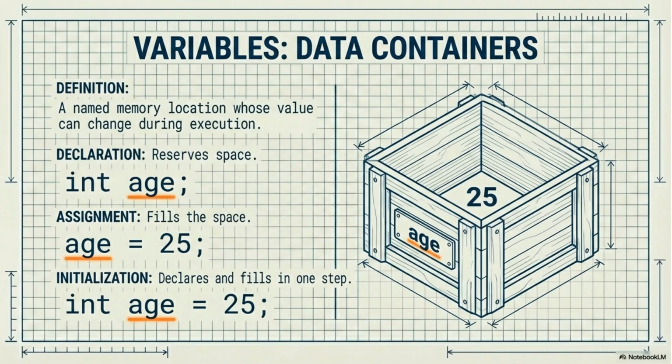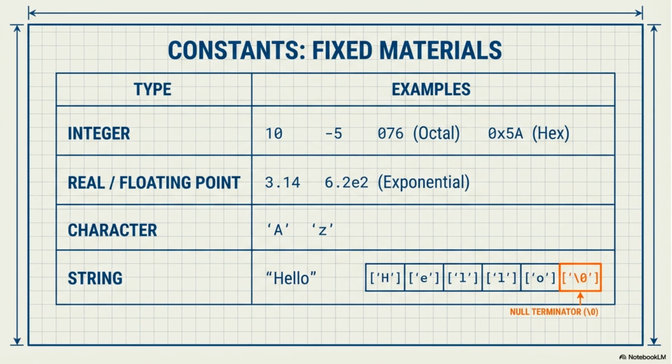Variables are named memory locations whose values can change. Declaration reserves space, assignment fills the space with a value, and initialization combines both declaration and assignment in one step. Constants are fixed materials with values that do not change. Examples include integers, real or floating point numbers, characters, and strings. Strings are arrays of characters ending with a null terminator.